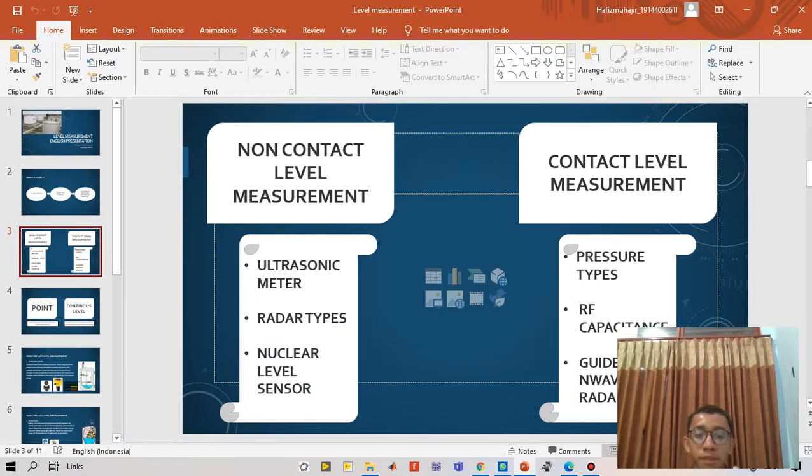Common level sensing technologies are non-contact level measurement and contact level measurement. Non-contact level measurement uses ultrasonic meters, radar types, and nuclear level sensors, but contact level measurement uses pressure types, RF capacitance, and guided wave radar.